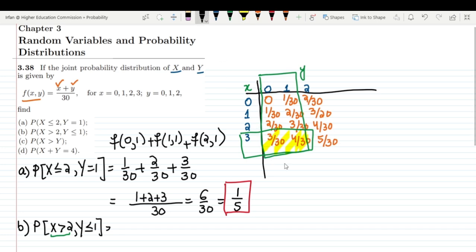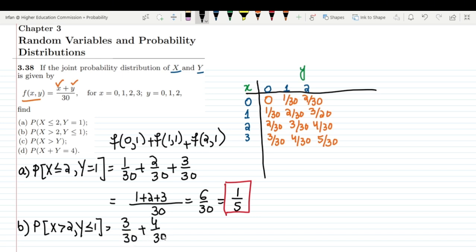So writing these values here, I will get 3 by 30 plus 4 by 30, because these are the values we have here, and ultimately we will get 7 by 30, which is the answer of part B of my question. So this is part B.